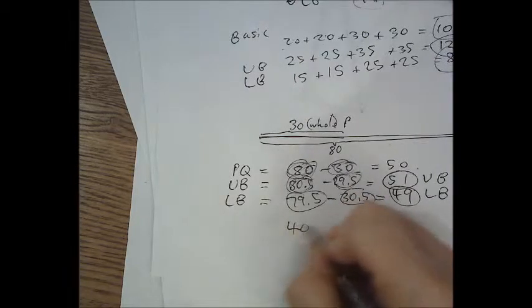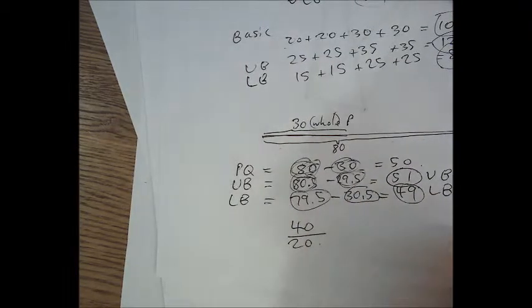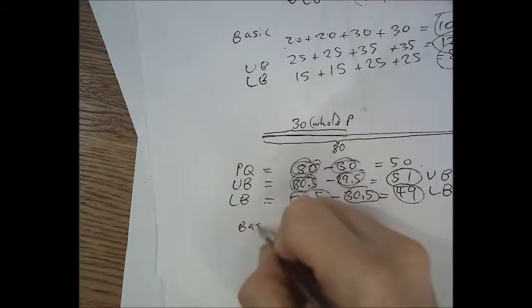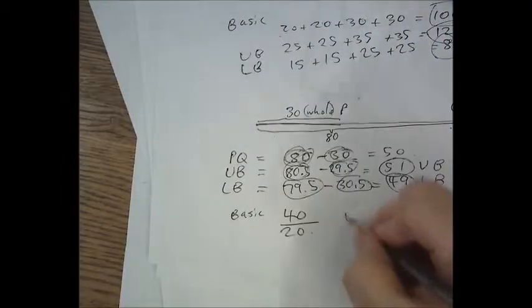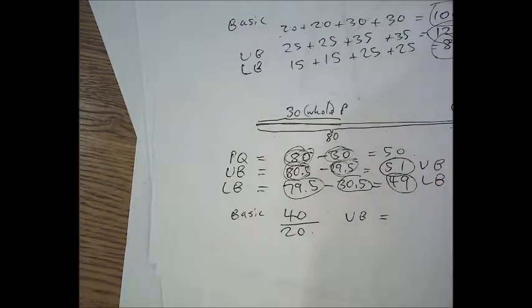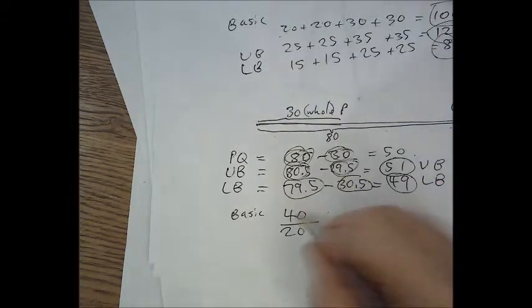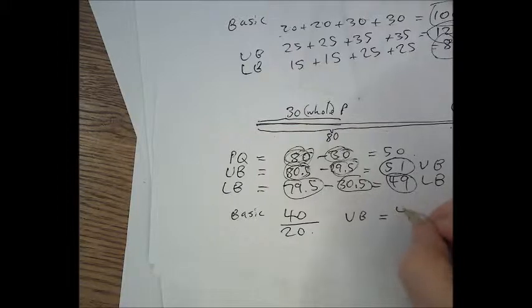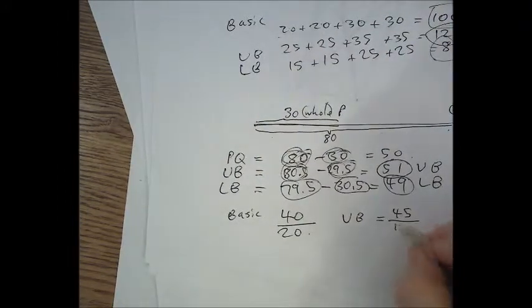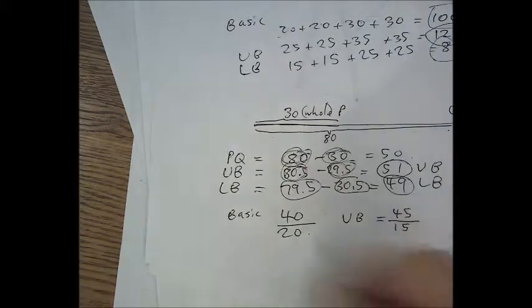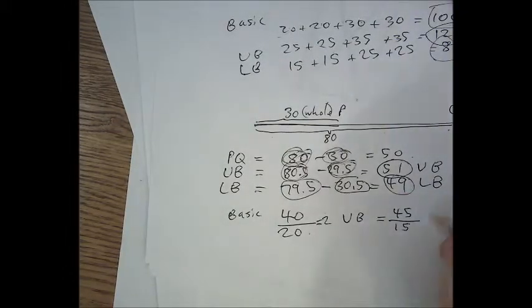If we had seemingly 40 over 20 as the basic, but that 40 was rounded to one significant figure, then the upper bound would be, that 40 could have been a 44.9, and that 20 could have been a 15. And so what you think is a 2 could in fact be anything up to a 3.